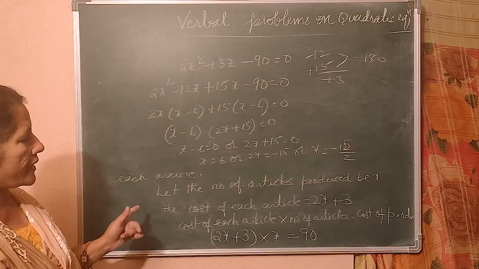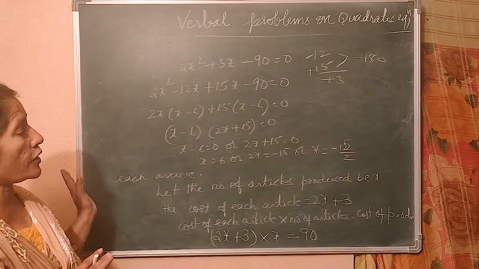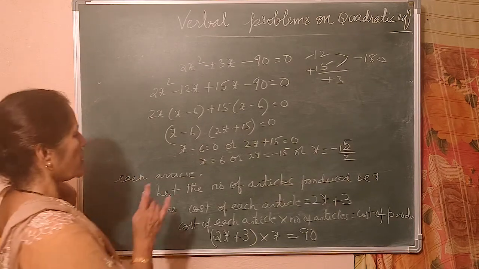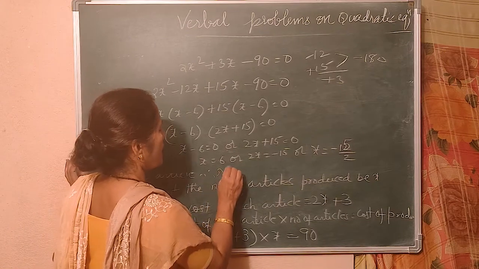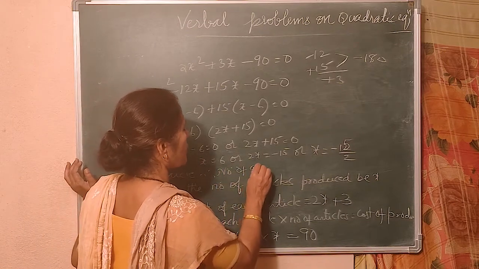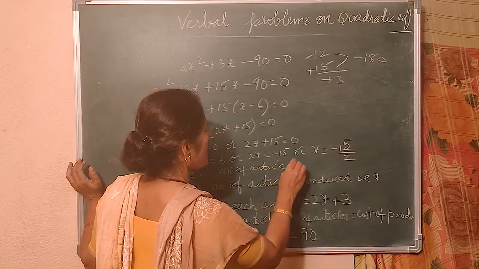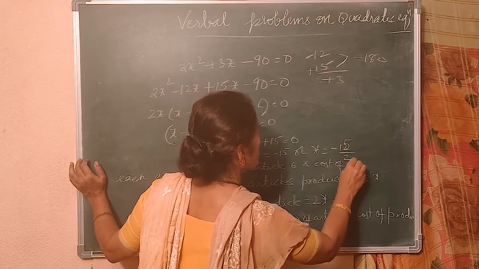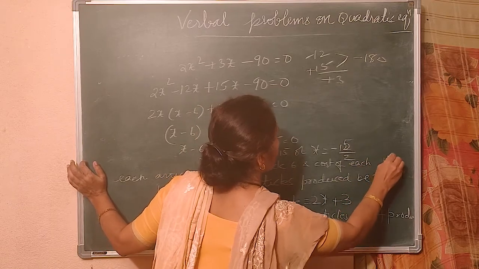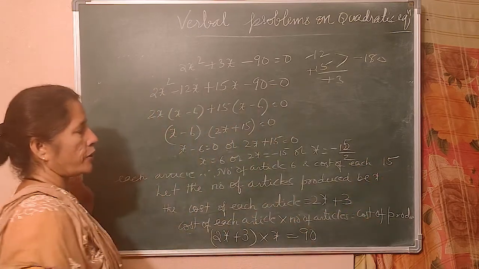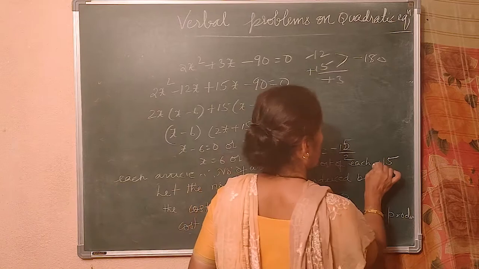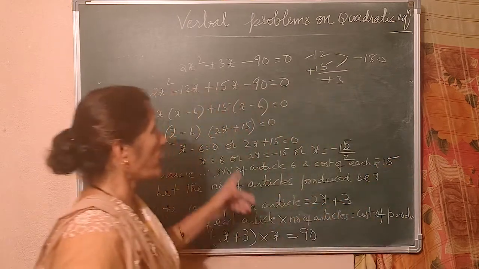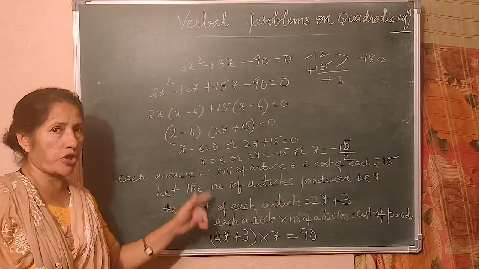Cost of each article is 15. That is your answer. You have to write down at the last. So therefore number of articles is equal to 6 and cost of each article is 15. You understand? Rupees 15. That is your answer. I hope you understood all this type of questions.